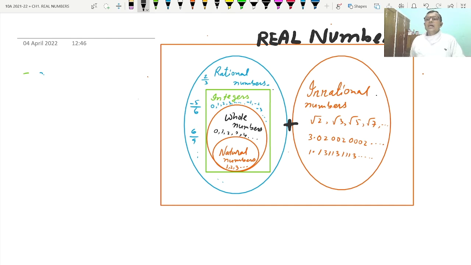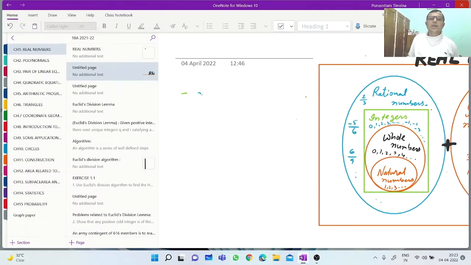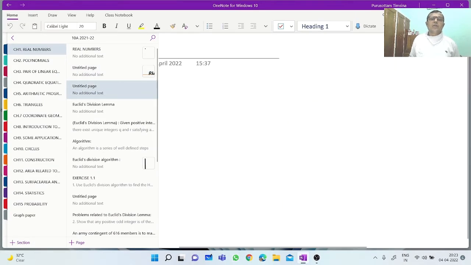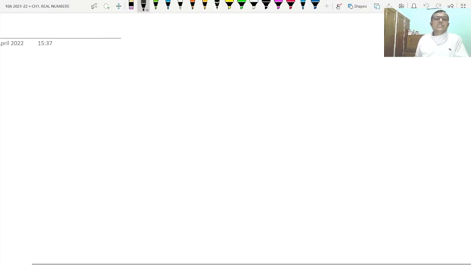This we have already learned in class 9. Now our main point of discussion is not this. This is the basic. Now our main point of discussion is Euclid's division lemma, Euclid's division algorithm, all this. Before going to that, let us define rational numbers.